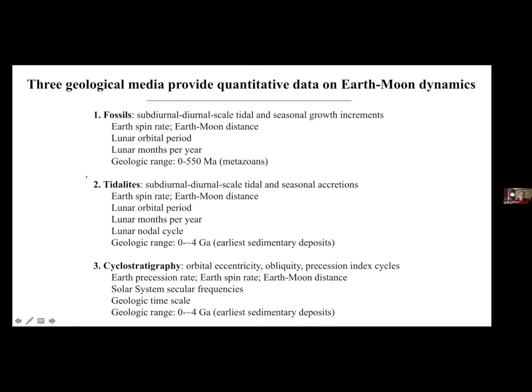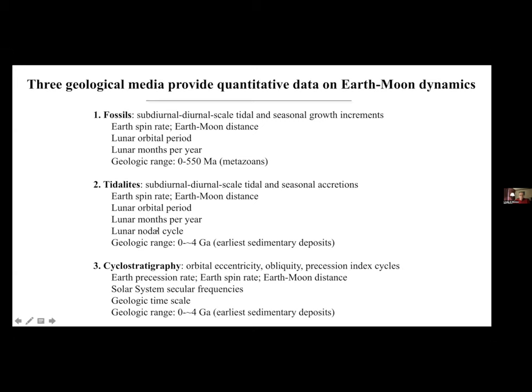And so tidalites then came onto the scene with the recognition of these laminated sediments with beautiful irregular patterns indicating tidal response to tidal cycles and seasonal cycles. And they too will give us information about spin rate and Earth-Moon distance, lunar orbital period, lunar months per year. And in addition, because some of them actually last for many decades, I know of two tidalite sequences that last for more than 30 years, they gave us information about the lunar nodal cycle. And theoretically, if we could find them throughout the geologic record, the earliest sedimentary deposits start at about 4 billion years ago, so we can greatly extend our knowledge of Earth-Moon parameters.